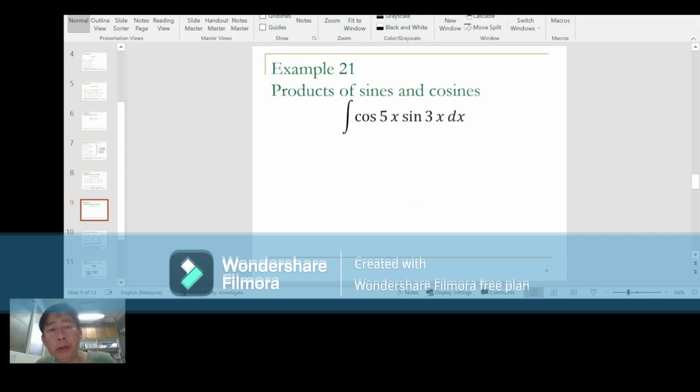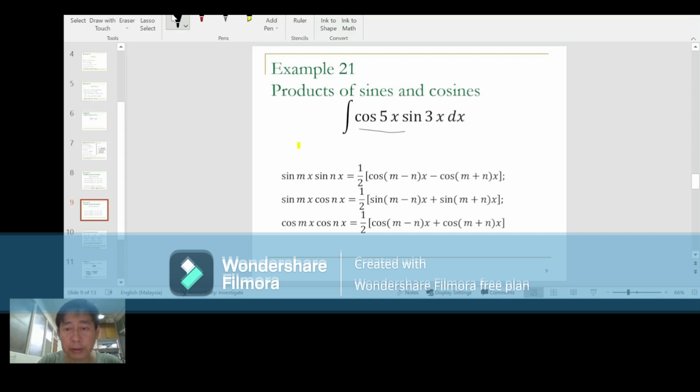In this video, we're going to discuss example 21. The integrand is made up of a product of a cosine function and a sine function, where each of these functions has a different argument. The integration of the product of two trigonometric functions is in general more complicated than the integration of an integrand which involves an individual cos or sine function.